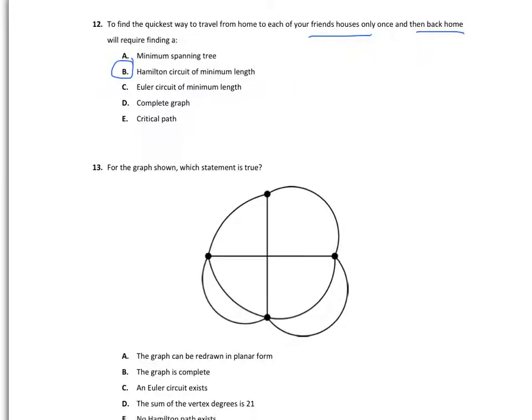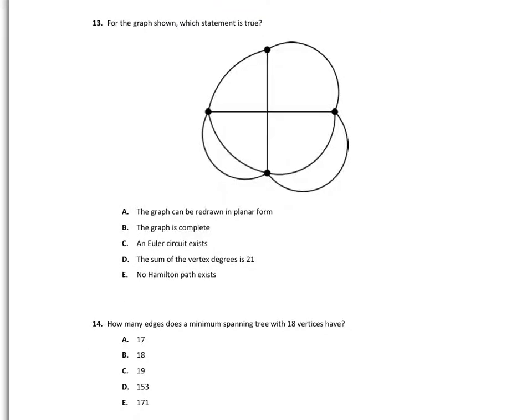Question 13, we want again to look at which statement is untrue. Sorry, which statement is true. So let's work our way through. The graph can be redrawn in planar form. Well, yes, it can. So that is true. The graph is complete. Now, note with a complete graph, it's talking about a connection between each vertex and every other vertex, but there is only one edge, so there can't be any multiple edges with a complete graph. So that means that statement is false.